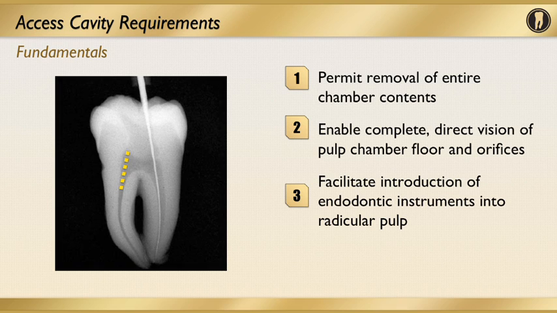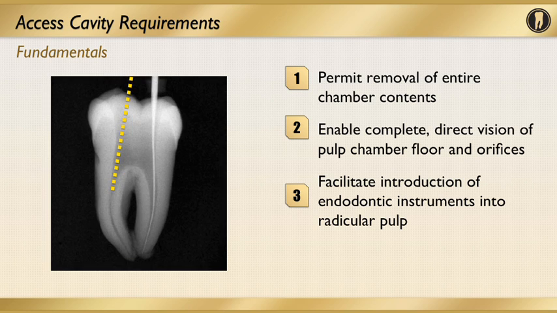What we desire to do is to establish a straight line access that enables easy entry and instrumentation of the canal system from the coronal aspect all the way to the apical aspect of the canal. You can see with slight modification of the coronal aspect of this cavity preparation that we now have direct line access and straight line access into the mesial canal system as well.